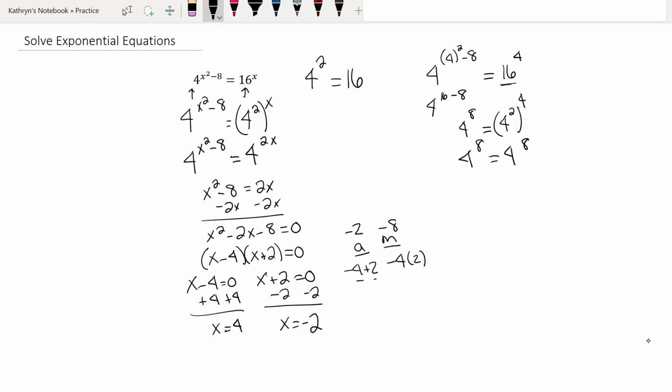Let's try negative 2. So we're going to have 4 to the negative 2 squared minus 8 equals 16 to the negative 2. Let's keep solving here. So negative 2 squared is 4, minus 8. So 4 minus 8 is negative 4. Well, 16, we've talked about a couple times now, is 4 squared. So 16 is 4 squared to the negative 2. When we have a power to a power, we multiply, so we end up with 4 to the negative 4.